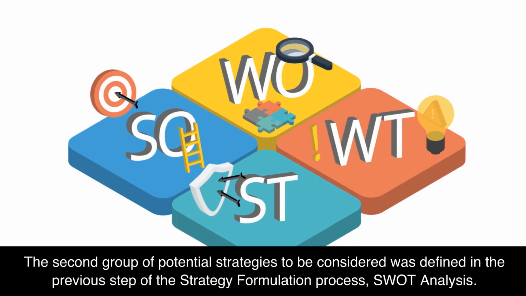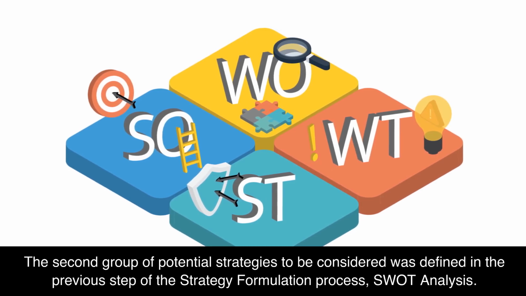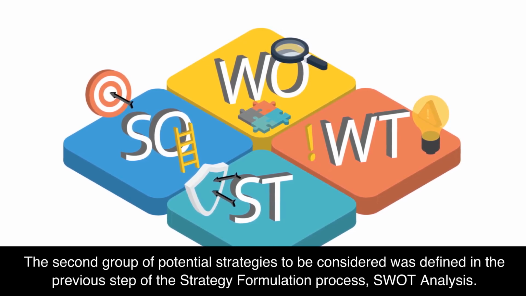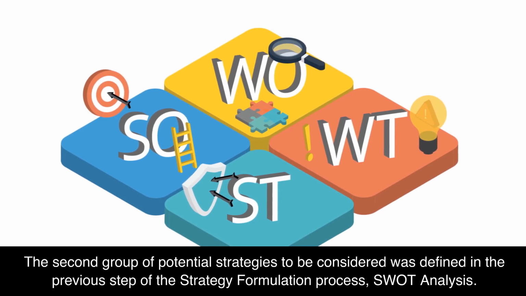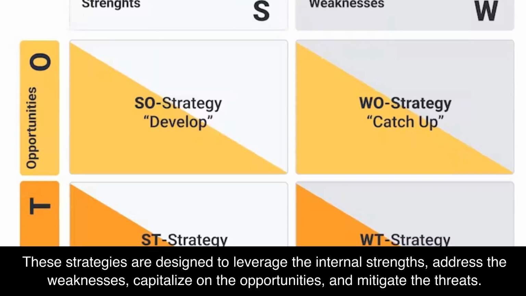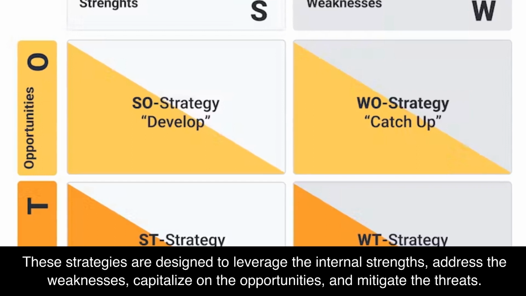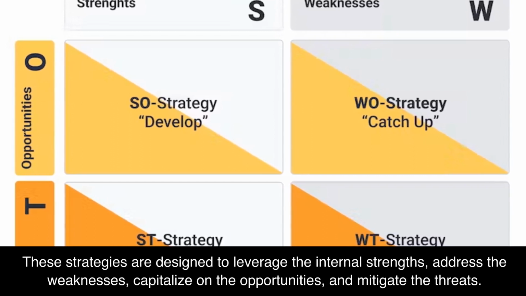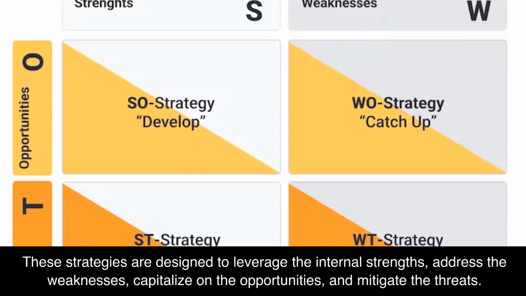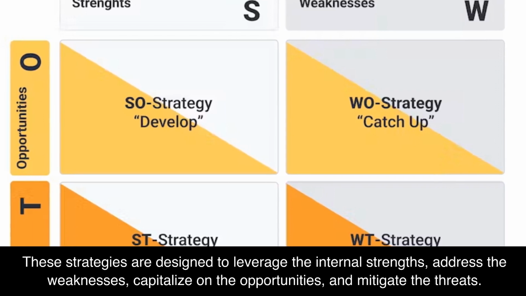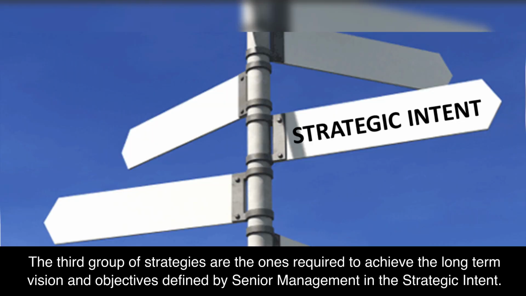The second group of potential strategies to be considered was defined in the previous step of the strategy formulation process, SWOT analysis. These strategies are designed to leverage the internal strengths, address the weaknesses, capitalize on the opportunities, and mitigate the threats. The third group of strategies are the ones required to achieve the long-term vision and objectives defined by senior management in the strategic intent.